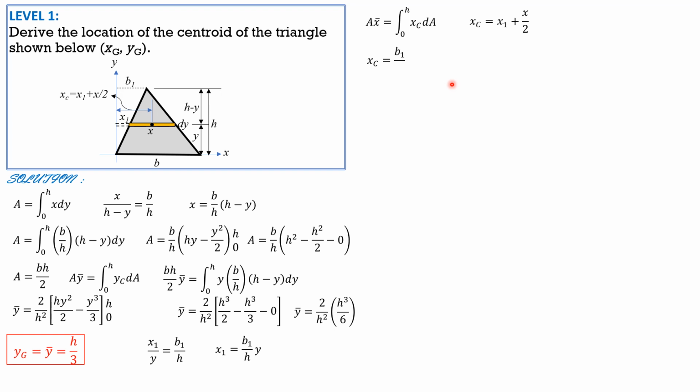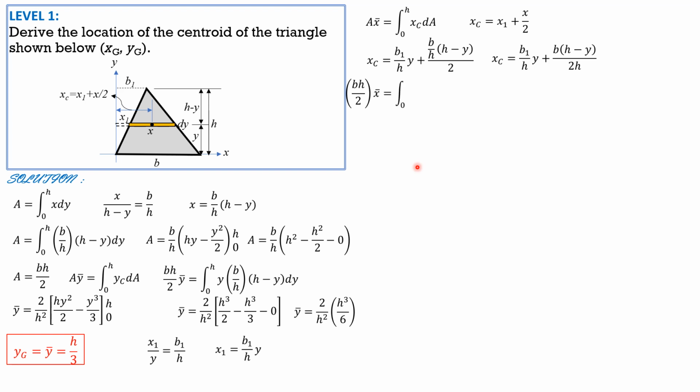So bar x sub c is b sub 1 over h, which is x 1 plus x over 2, or b over h minus y over 2. That's the value of x. Simplifying, x sub c is b sub 1 over h y plus b over 2h times h minus y.